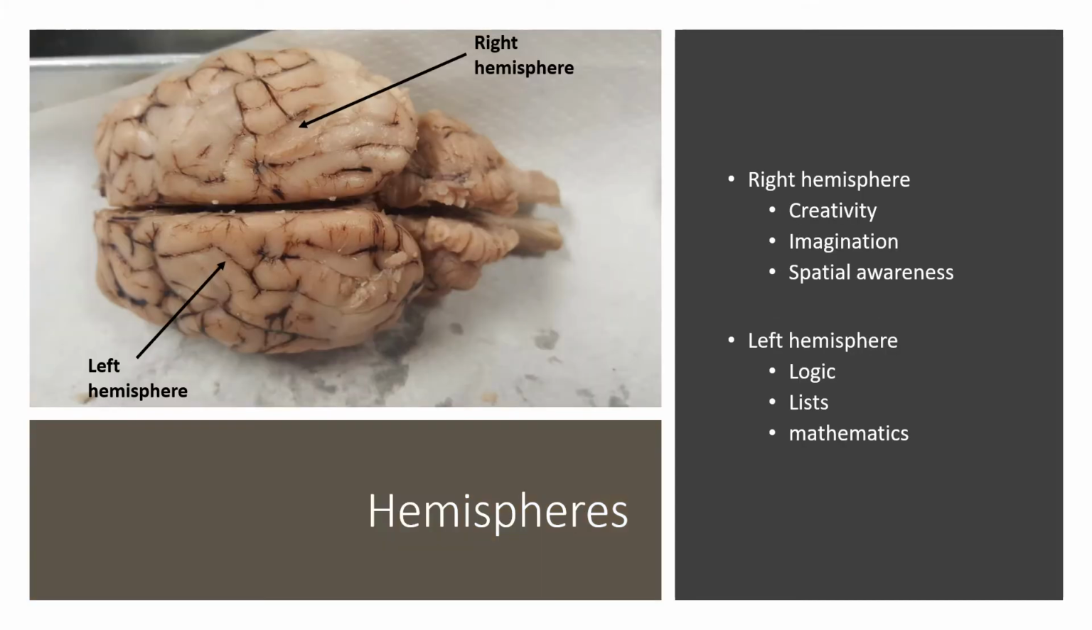You should also be able to identify the hemispheres, right? The right hemisphere is involved in creativity and imagination, spatial awareness. It's under left hand control, so if you're a left-handed individual, you're primarily using your right hemisphere. The left hemisphere, on the other hand, is involved in logic and lists, and mathematics. And so when you're a right-handed individual, you're primarily using your left hemisphere. But these hemispheres are connected via the corpus callosum.